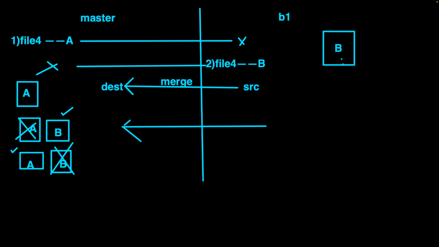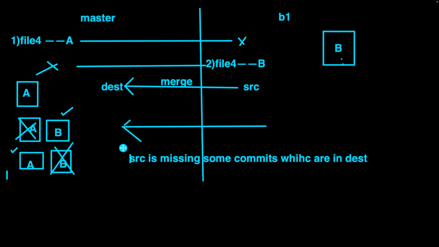And why is this happening? This is happening because your source branch is missing some commits which are in destination. Means, see, if this source would have got A, let's say, imagine this has got A here, and then A, B. Do you get a conflict? Will you get a conflict if this B1 A is also present? Will you get a conflict? I guess no. No, right? You do not get a conflict.